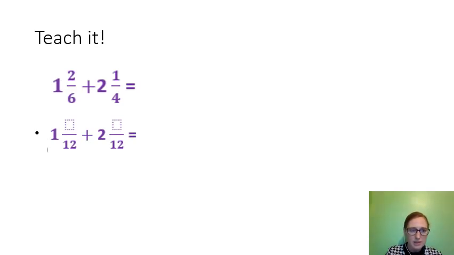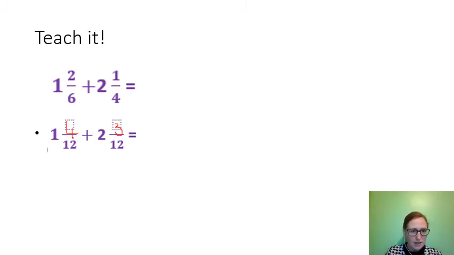So let's convert this 6 into 12ths. I times the 6 by 2 to make 12, so I need to times the 2 by 2 to make 4. So my numerator there will be 4. And then with the quarters here, 4, 8, 12, I multiplied by 3, so I need to multiply 1 by 3. 1 times 3 is 3.